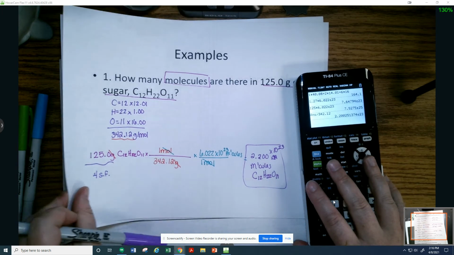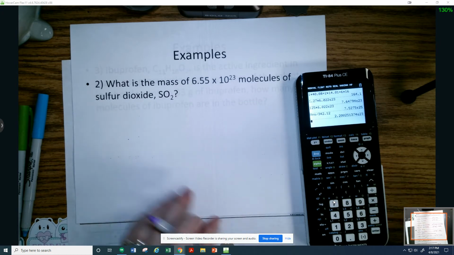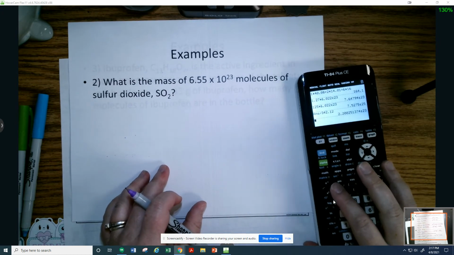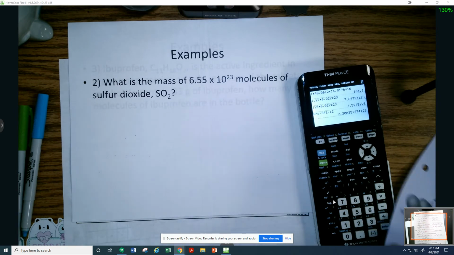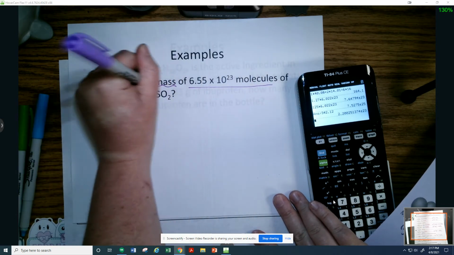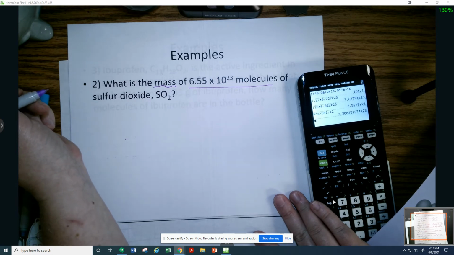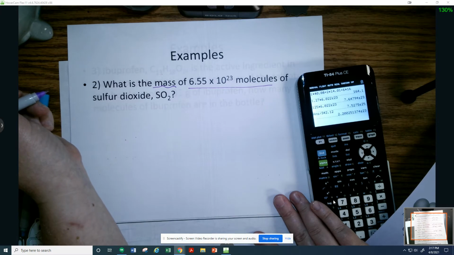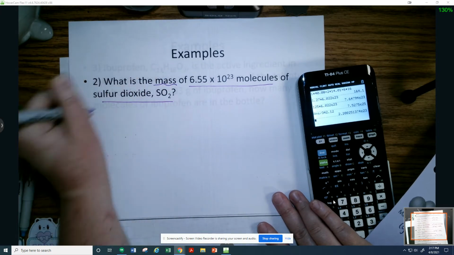Another practice problem. It asks, what is the mass of sulfur in 6.55 times 10 to the 23rd molecules of sulfur dioxide, which has a formula of SO2? So let's take a look at what we are given. We're given molecules. It wants to know mass. As soon as you see the word mass or anything about grams, whether it's in your given or what you're solving for, you know you are going to need a molar mass.